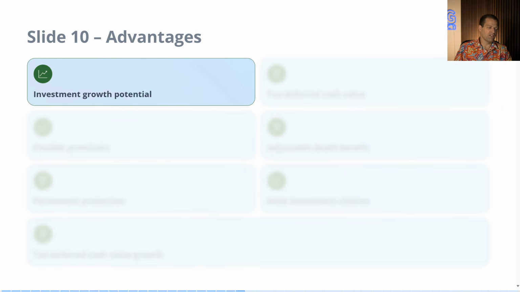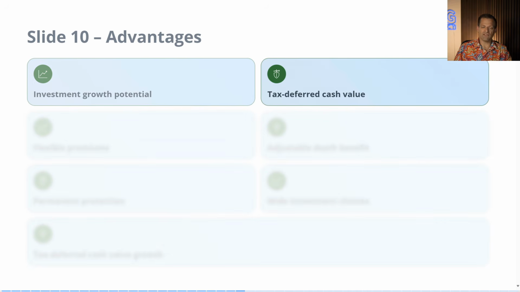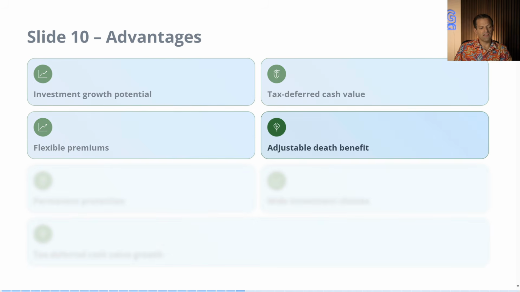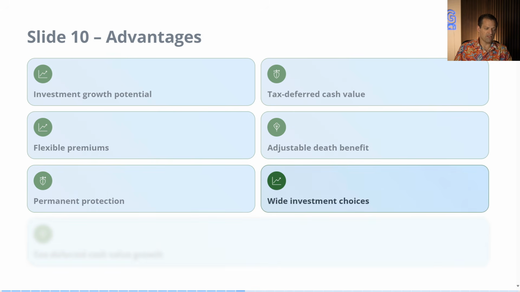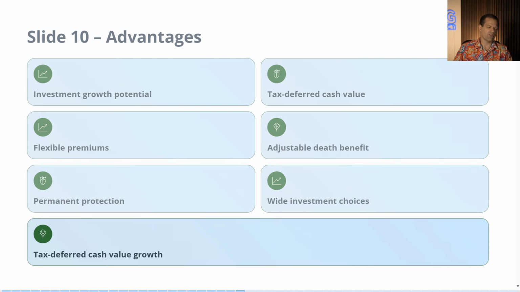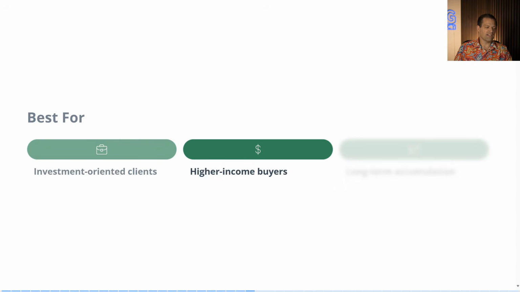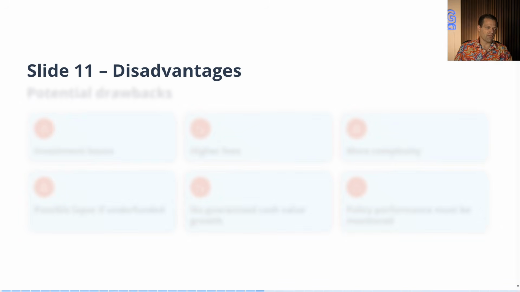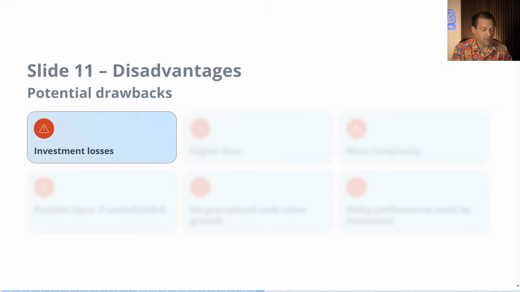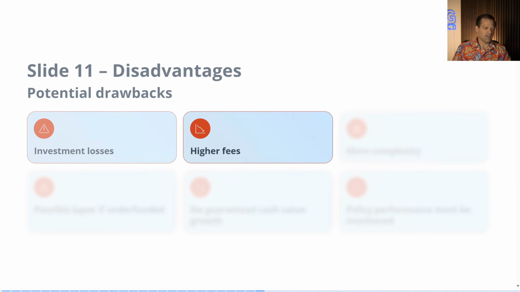Advantages include potential for investment growth at higher rates, tax-deferred cash value, flexible premiums, adjustable death benefit, permanent protection, wide investment choices, and tax-deferred cash value growth. So a lot of the benefits that come with universal life plans, with some of these upside investment opportunities that come along with some risk as well. Best used for investment-oriented clients, high-income buyers, and the goal of long-term accumulation. So potential drawbacks include investment losses. There's no guarantee that you're going to always go up in value. There's higher fees. That's something that is buried into the plan. They cost more. There's more complexity.